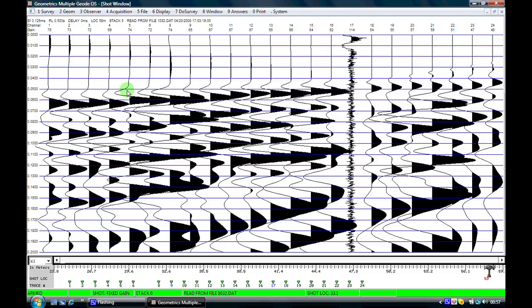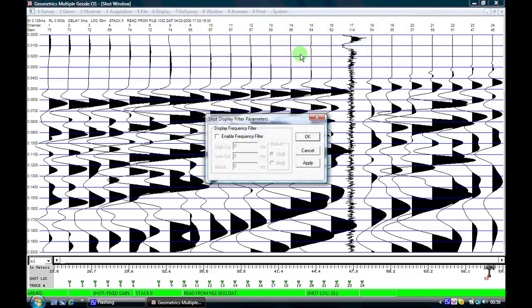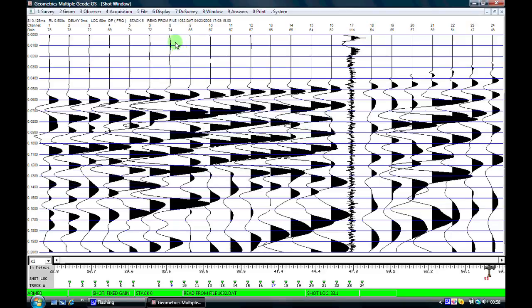Once we've got the data in the memory, and if we've stacked a sufficient number of times, we can possibly clean up our data a little bit by coming to display, shot parameters, and maybe applying a display filter. If we think that we've got low frequency noise on the data, we can apply a low cut filter. In this case, I'm going to apply something like a 25 Hz low cut filter, and we'll see what the effect is. Here we can see that the amount of low frequency noise which is coming into the data before our first arrivals is less, and we can now pick our first arrival points with a greater accuracy.